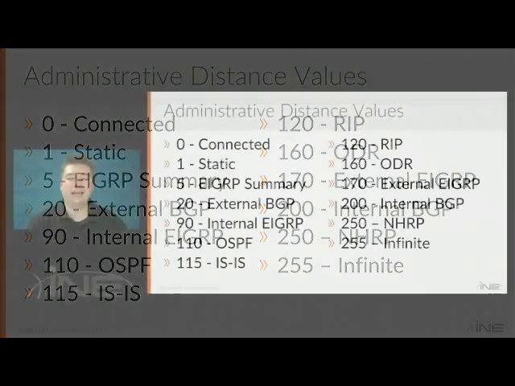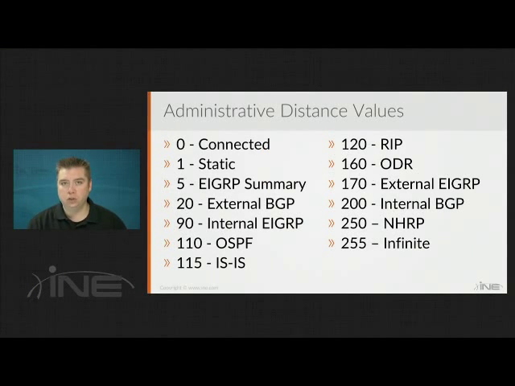So first, we have our connected prefix with a distance of 0. Those will always be preferred over anything else. So if I have a /24 connected and I'm learning an OSPF route, the OSPF route never makes it to the RIB, so I'm not going to use it. Which makes sense, because if I'm already on that segment, I should just directly route to it. I shouldn't indirectly route to it through somebody else.